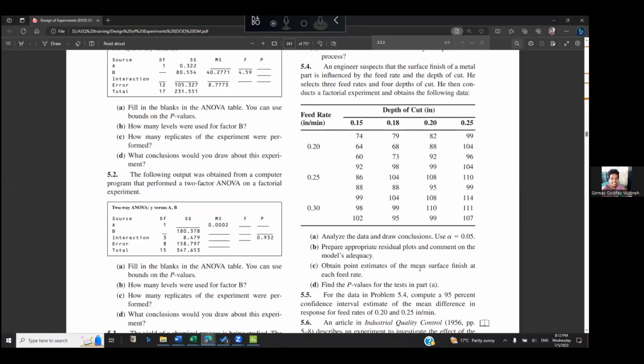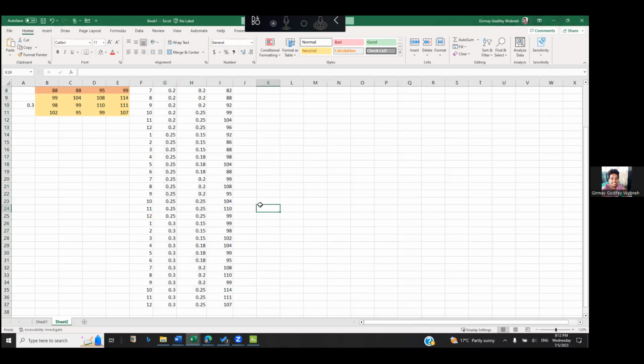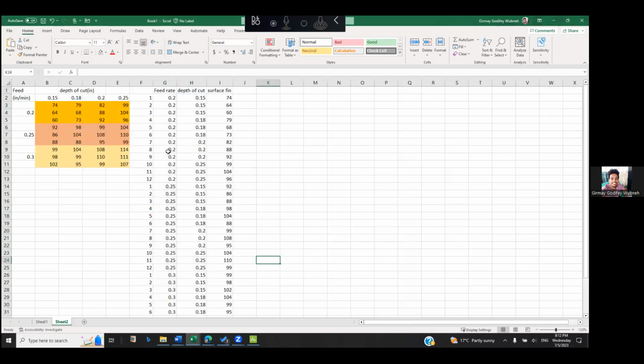Point estimate of the mean surface finish at each feed rate. Okay. So at each feed rate, you calculate the point estimate of the mean.